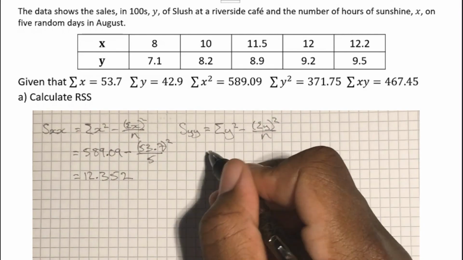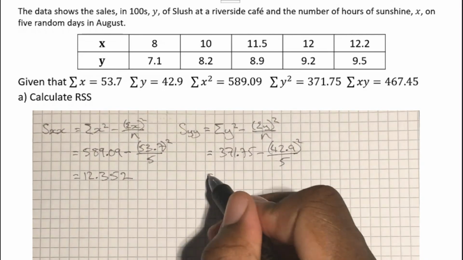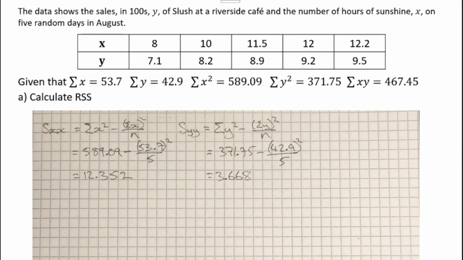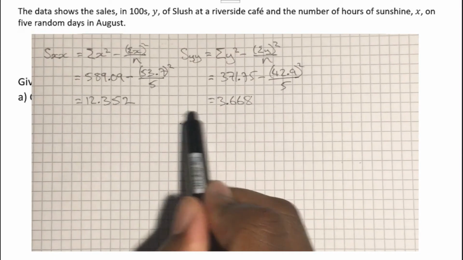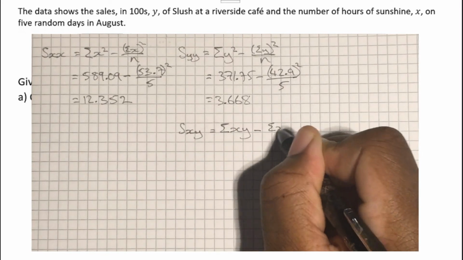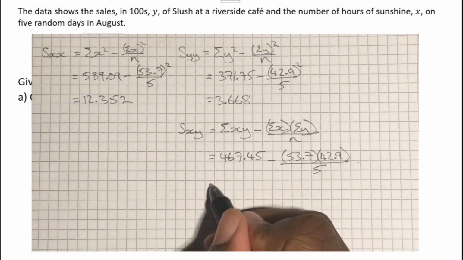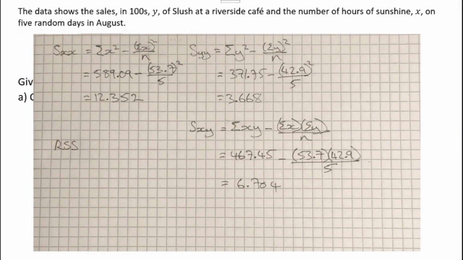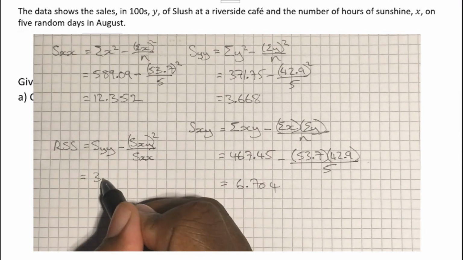Similarly for the S of YY, the sum of y squared minus the sum of y, squared, over n, substitute in and we get 3.668. For S of XY, once we substitute our values, we get 6.704. Okay, now that I have these three, they can be substituted into the RSS formula.